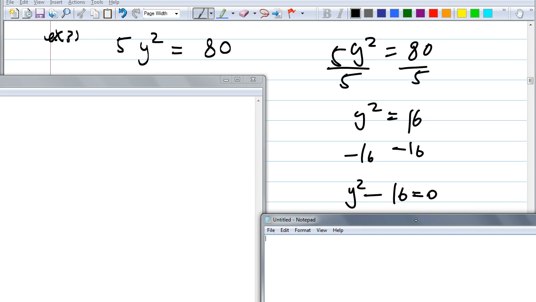But do we have product on the left side? No, but just like you guys said, what is y squared minus 16? What can we do with that? Yeah, it's a difference of two squares, isn't it? So could we write it as a product, meaning could we factor? Yes, we can.